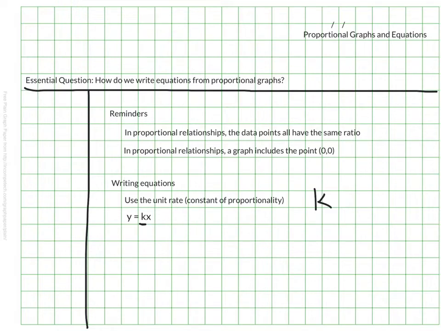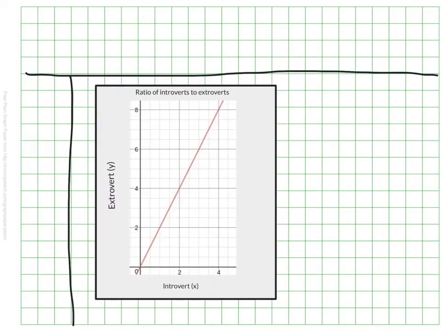Now let's take a look at a graph and see if we can see how we could find this equation and that constant of proportionality K in our graph. So this graph shows the ratio of introverts to extroverts in perhaps our class, and it's a straight line and it's going through the origin, so I know that it is proportional. The question is, how do we find the value of K? That's what we need, that unit rate, to figure out our equation.